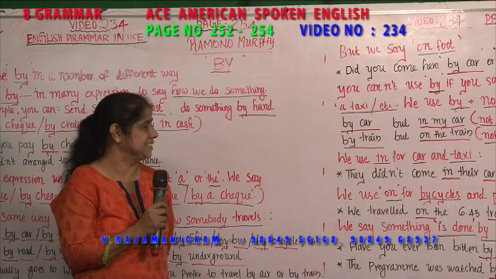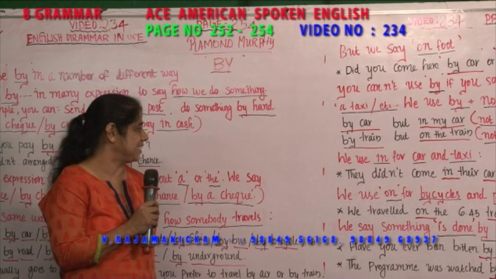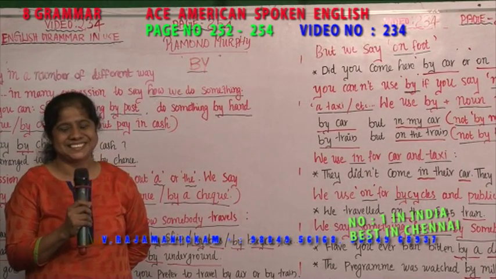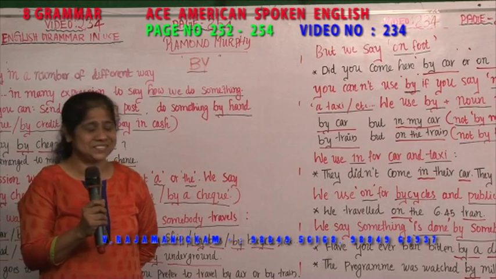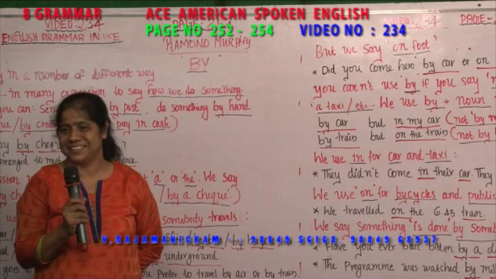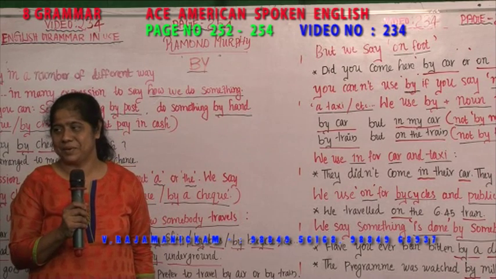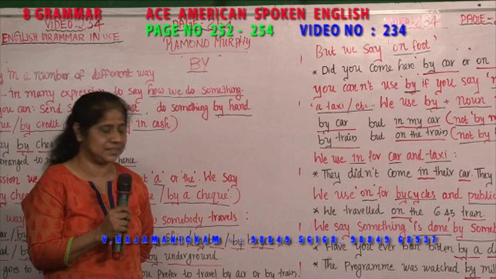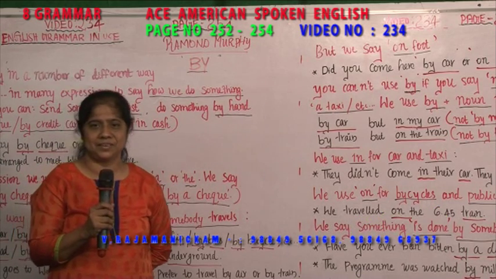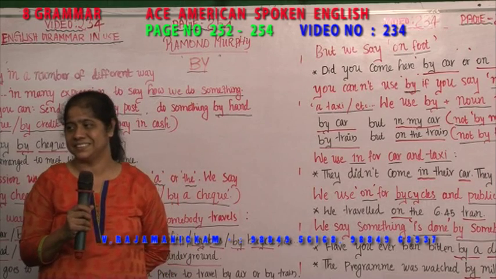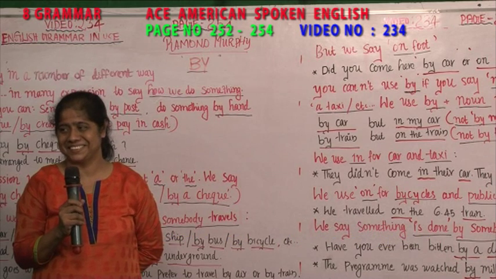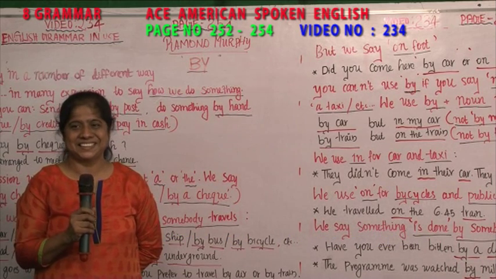Then on foot. In is used for car and taxi. On is used for public travels. On is used for public transport. Bike, on bicycle, on horse. On horse, very good. On horse, I didn't tell you, but yesterday I told. You listened. Wonderful.